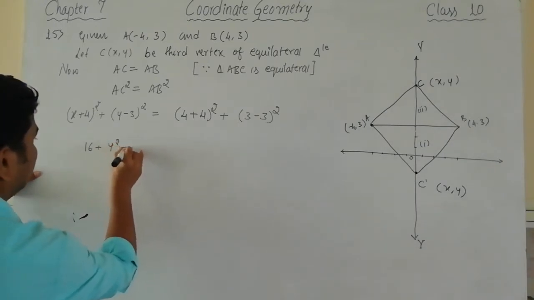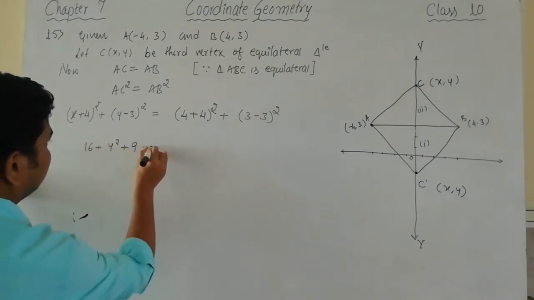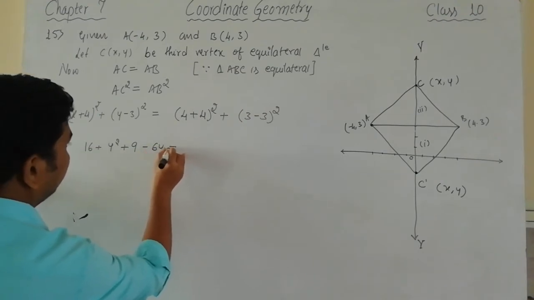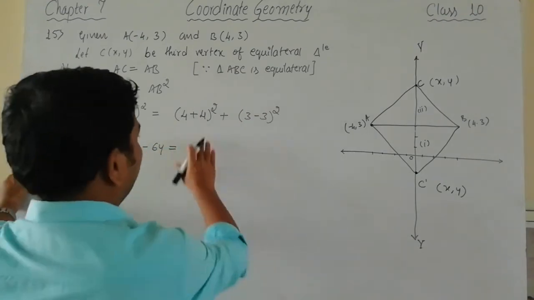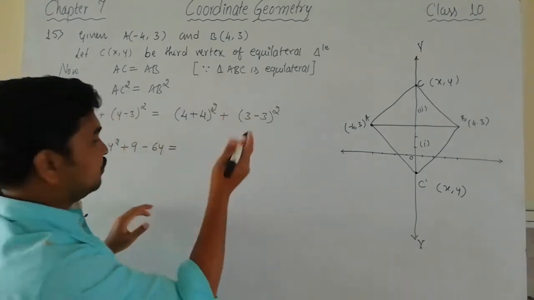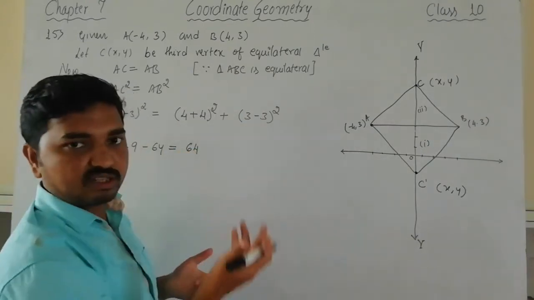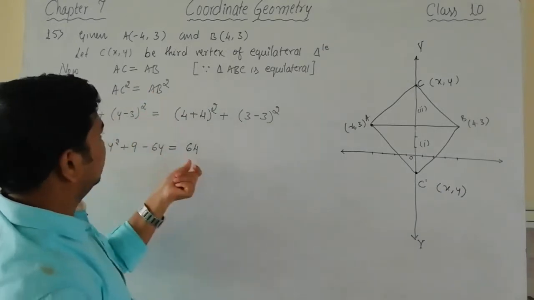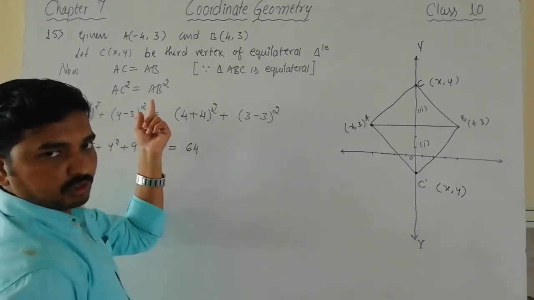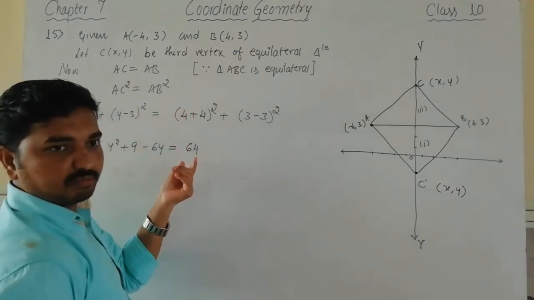So it will become y square plus 3 square 9, and then minus 3 into 2, 6y, which is equal to, in the right hand side, 4 plus 4 means 8. 8 square means 64, and then 3 minus 3 is 0, 0 square is 0. Definitely we get AB is equal to 8. I told you 8 square is 64. We got the same thing, 64.